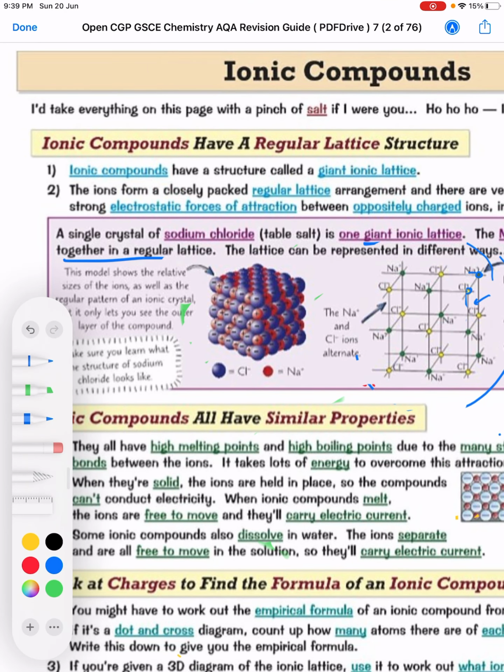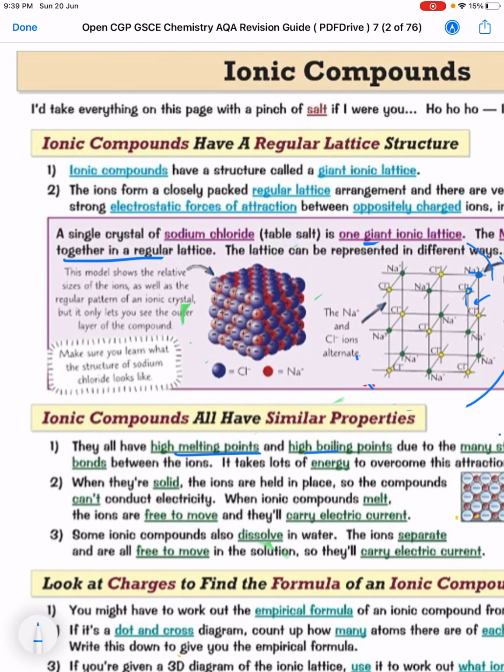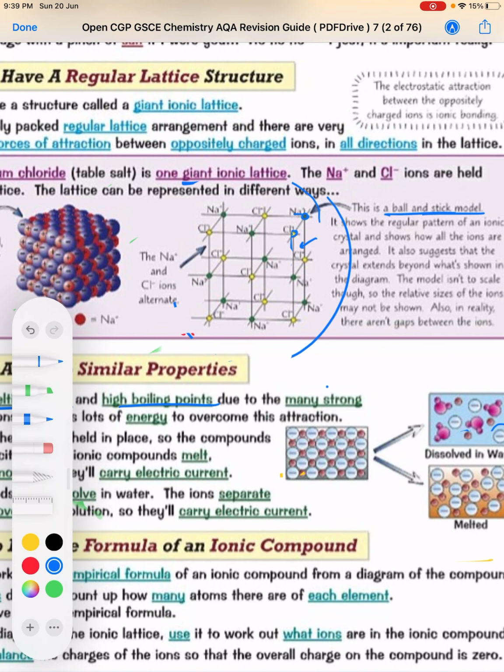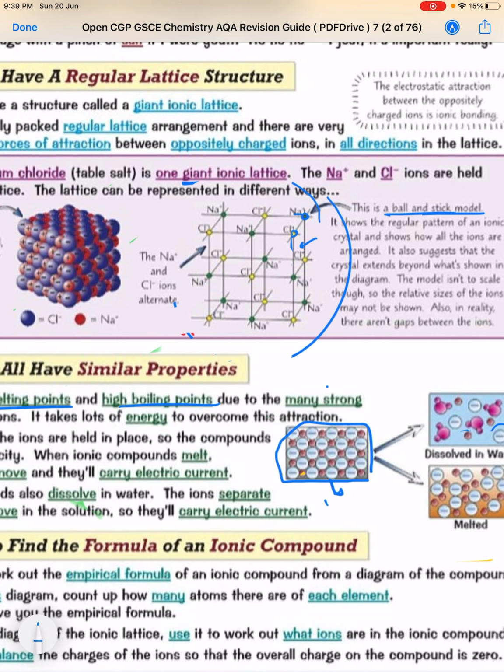So the second point, other than having high melting and boiling points, is that they cannot conduct electricity when they're in the solid state, typically for the same reason. The negative and the positive ions, as you see here, are held strongly together by the electrostatic attraction. When I say electrostatic attraction, guys, it just means the attraction between positive and negative ions. So they're held together by this ionic bond, or this strong electrostatic attraction.